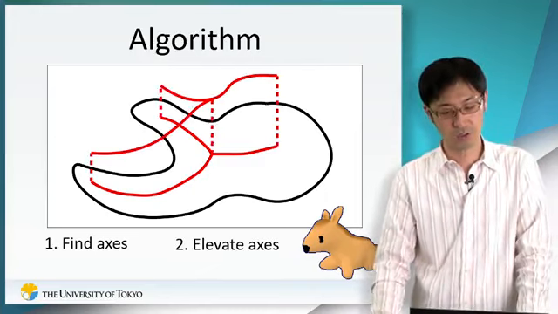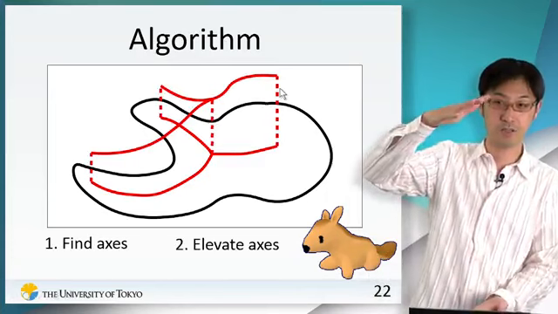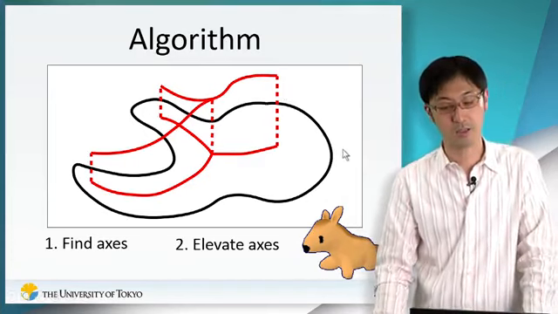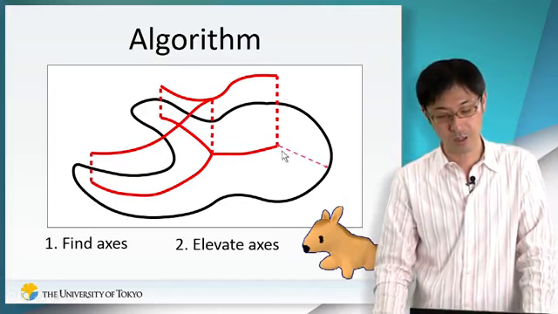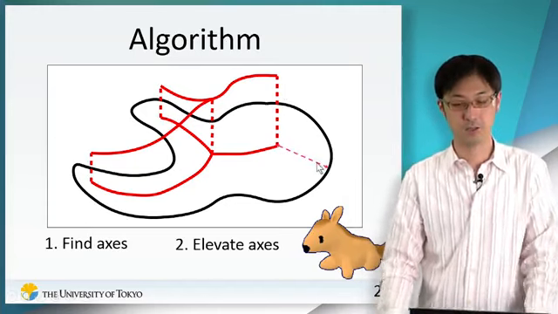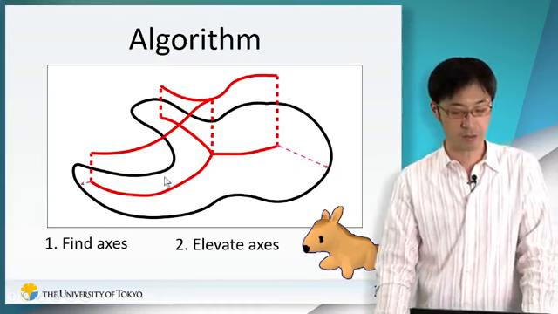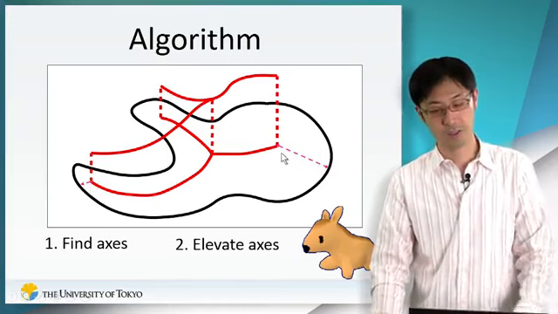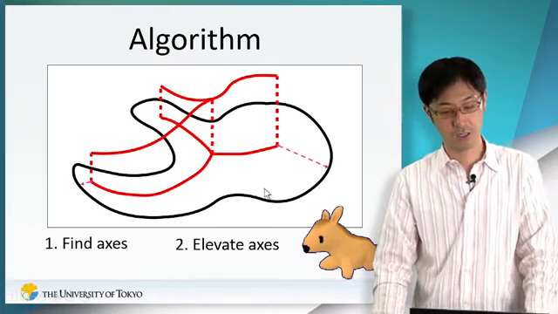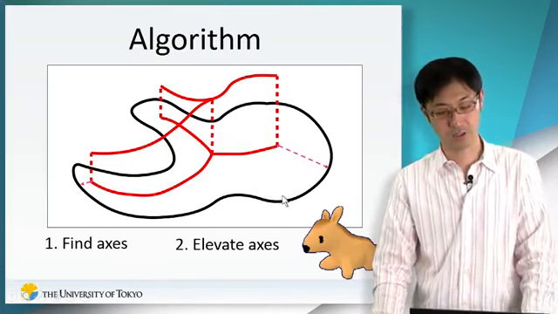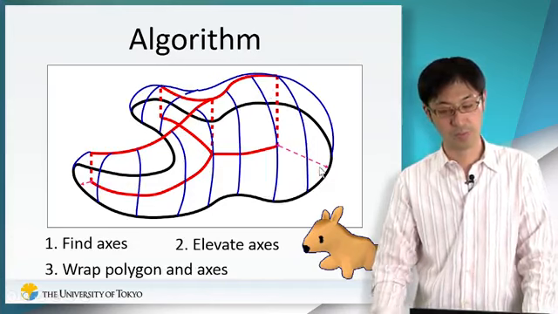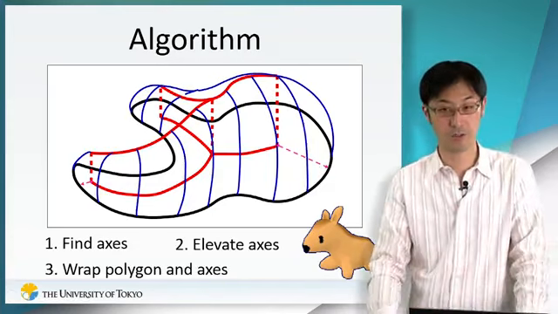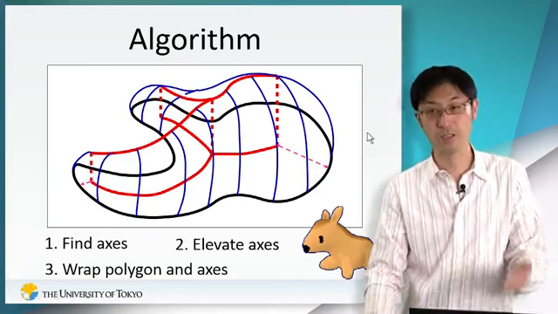The important point here is that the amount of lifting is proportional to the distance to the silhouette. For example, here the distance is very large, so it gets higher. However, here the distance is very short, so it does not get higher. In this way, you get a reasonable shape. After that, the remaining task is simple. We just put an overall shape around the axis and the silhouette to get the final result. So this is the overview.